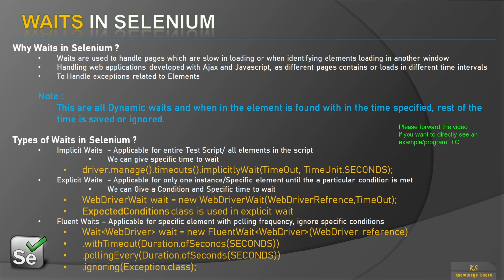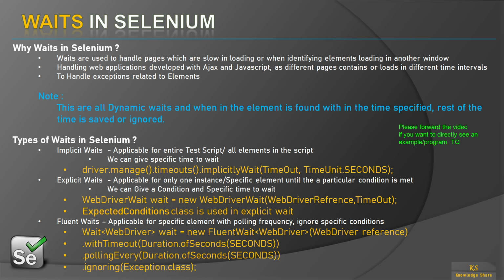in the specified time. This is mostly used in web applications designed with Ajax and JavaScript, where different pages have different load times, right? To handle those situations we will be using these waits. And there are three types of waits. All these three types of waits are dynamic waits.